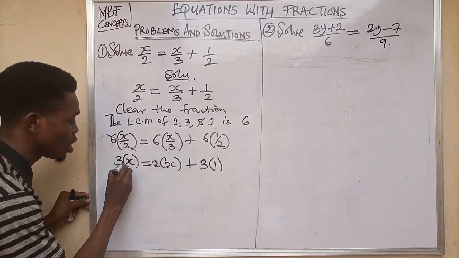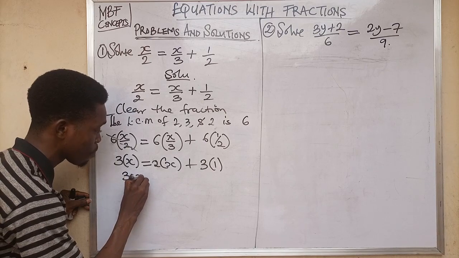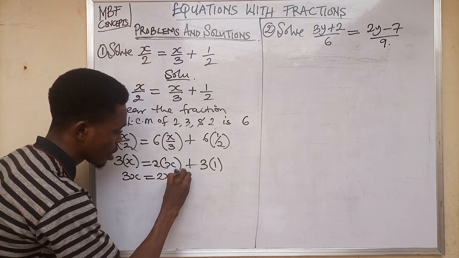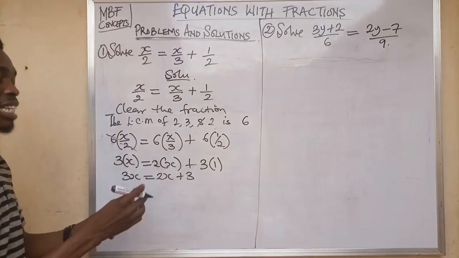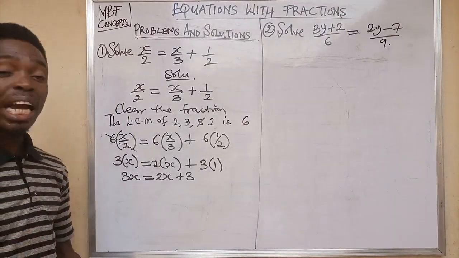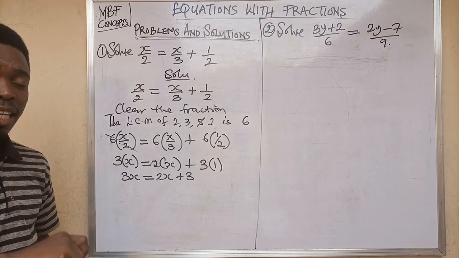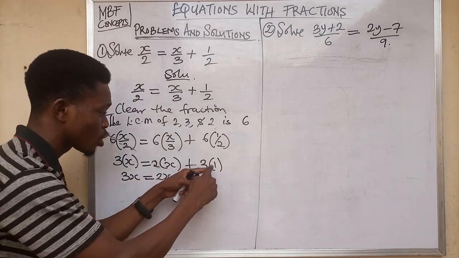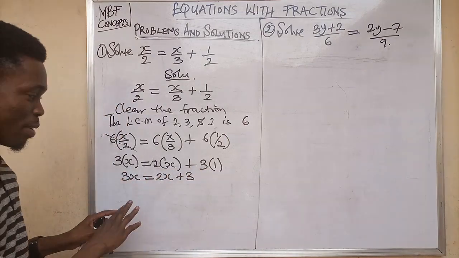Then the next thing we do is to remove the bracket. This will give us 3x equal to 2x plus 3. Guys, this is now a direct linear equation. What do we do here? We are going to quickly collect like terms. Of course, what we just did was to remove the bracket, and that's what gave us this.